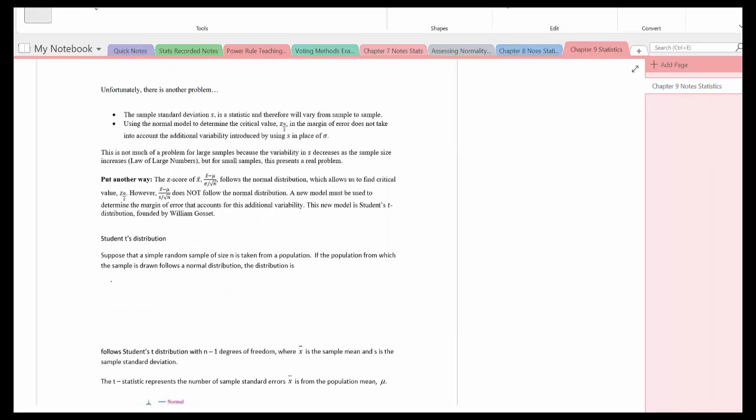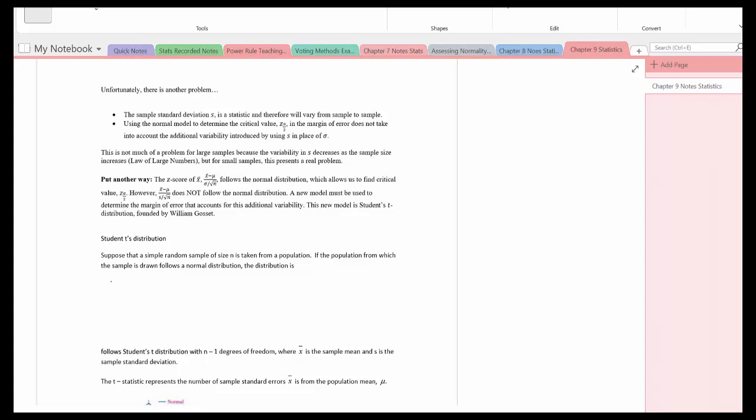But we have other problems. The sample standard deviation is a statistic and therefore will vary from sample to sample. Using the normal model to determine the critical value, z sub alpha divided by 2, in the margin of error does not take into account the additional variability introduced by using the sample standard deviation in place of the population standard deviation. This is not much of a problem for large samples because the variability in s decreases as the sample size increases. That's the law of large numbers. But for small samples, this is a real problem.